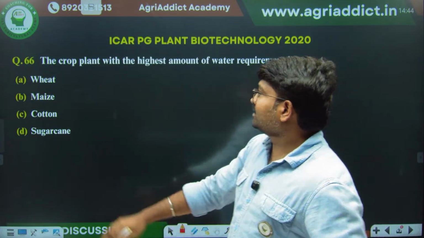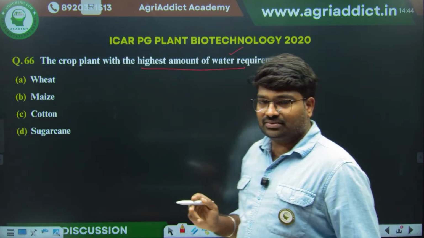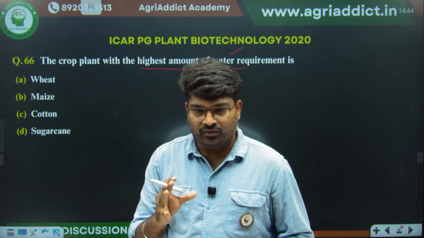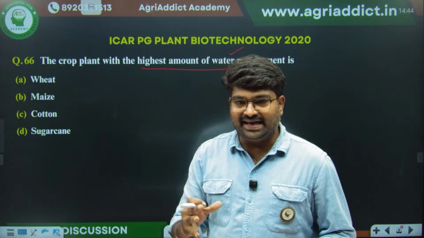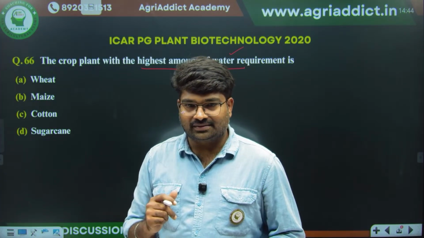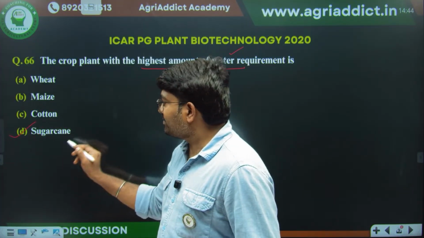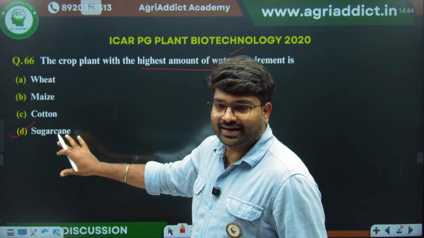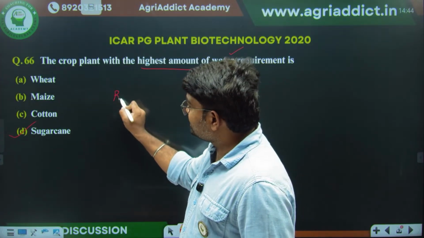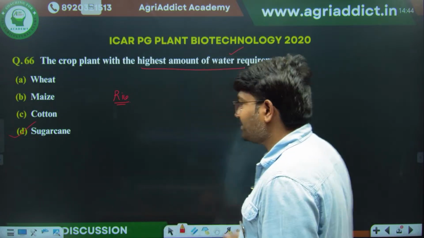Okay. The crop plant with highest amount of water requirement. General agri question. Which crop requires more amount of water for growing, whether wheat, maize, cotton or sugarcane? What will be the answer? Yes, very good. Sugarcane will have the highest water requirement among these options. If they give rice, rice will be the right answer. Okay, clear?